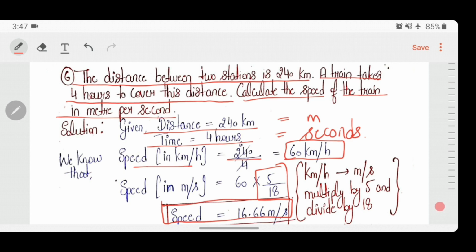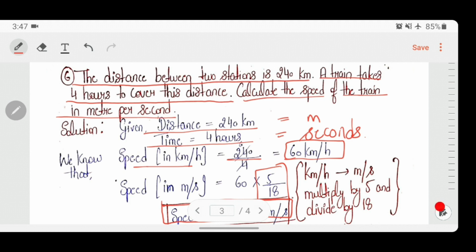So here in the numerical you can use these two methods. The first method is that first of all you have to convert the values of distance and time into their smaller units, and then put the values in the formula of the speed.